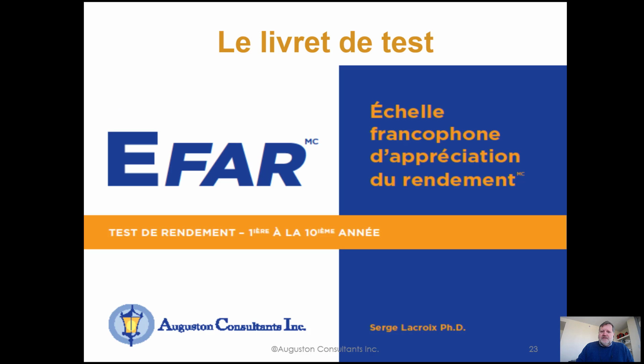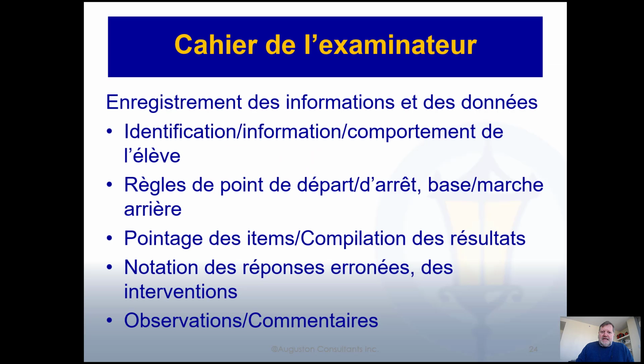The test book looks like this. So that's the cover page. The examiner booklet has all the information that you will need to input. So student name, your name, date of testing, birthday, as well as some observation that you will make on behavior. All the starting points are there, the stop points are there, the rule for basal or reverse rule, all this is also mentioned in the examiner booklet.